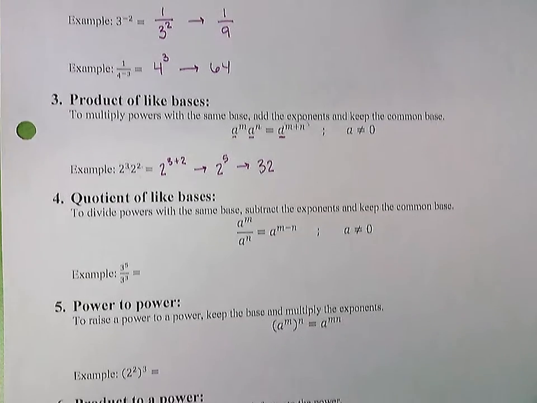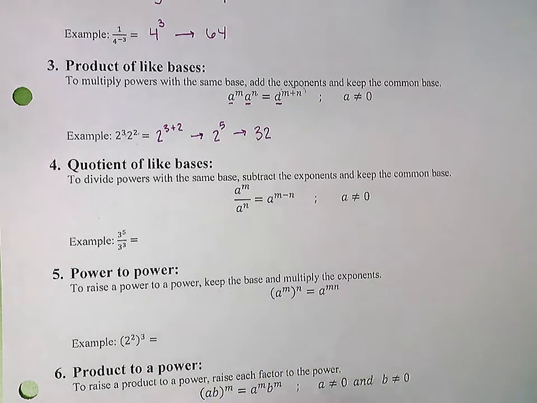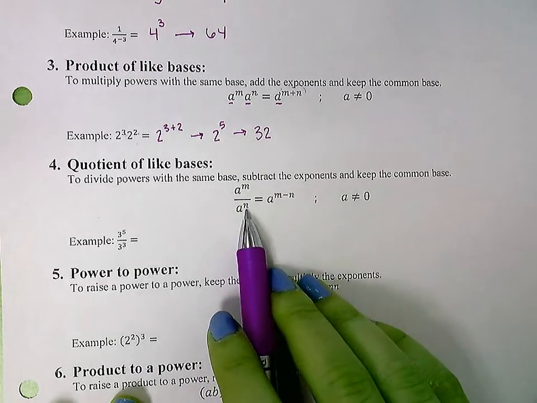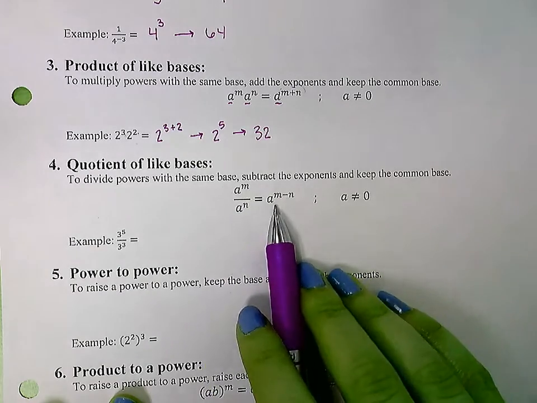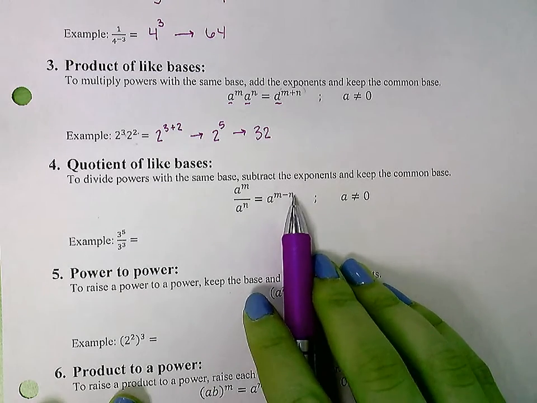The next one is quotient of like bases. So again, you're going to have that common base. To divide powers with the same base, subtract the exponents and keep the common base. So before we were multiplying with the same base, now we're dividing with the same base. So instead of adding, we'll subtract. So if I have a raised to the m power over a raised to the n power, that will be our common base of a raised to the m minus n power.